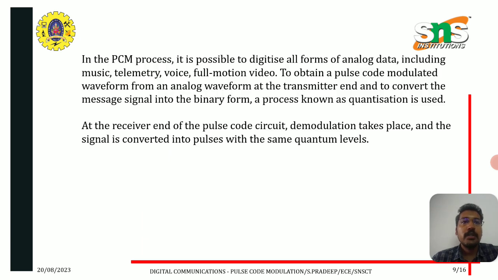In the PCM process, it is possible to digitize all forms of analog data, including music, telemetry, voice, full motion video. To obtain a pulse code modulation waveform from an analog waveform at the transmitter end and to convert the message signal into the binary form, a process known as quantization is used. At the receiver's end, the pulse code demodulation takes place and the signal is converted into pulses with the same quantum levels.